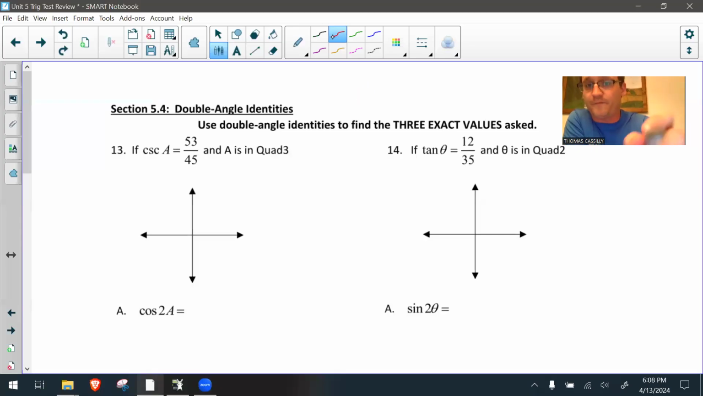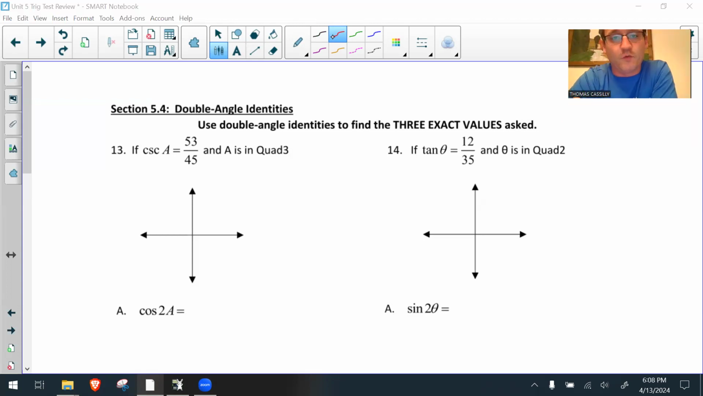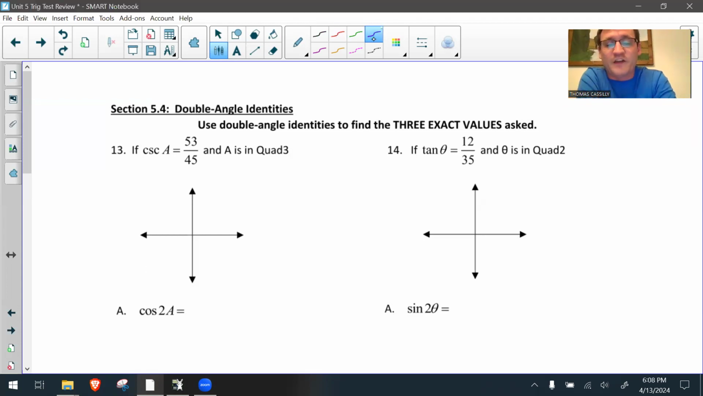All right, Unit 5 Trig test review, page 3. This one covered section 5.4, which is all about double angle identities. The last one was sum and differences. This one we're just doubling these angles. In the last video, we will be cutting them in half. So let's just see what we got here.